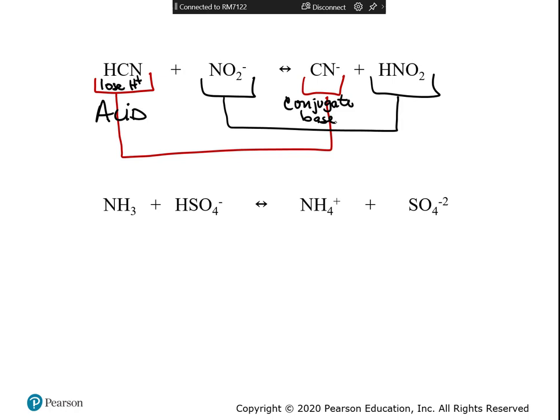Now look at NO2 minus and its product. What happened? Can everybody see that it gains? So the NO2 minus is the one that gains the hydrogen ion. If it gains, it's a base. So that means its pair on the opposite side must be the conjugate acid. Do the next one.